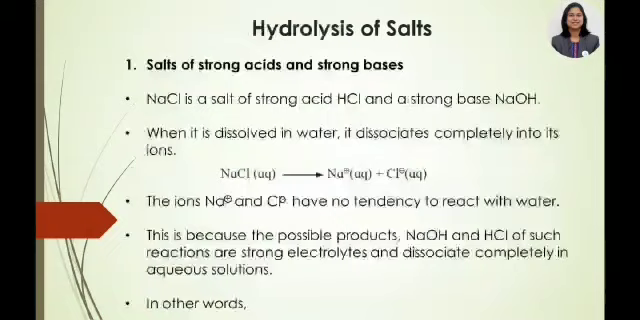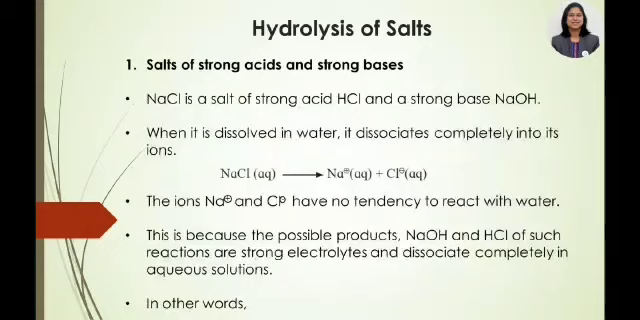HCl dissociates completely. We get H+ ions and Cl- ions. And a strong base, NaOH, gives you Na+ and OH- ions. When it is dissolved in water, it dissociates completely into its ions. So how does it dissociate? Let us see. When you take NaCl, NaCl gives you Na+ ions plus Cl- ions.